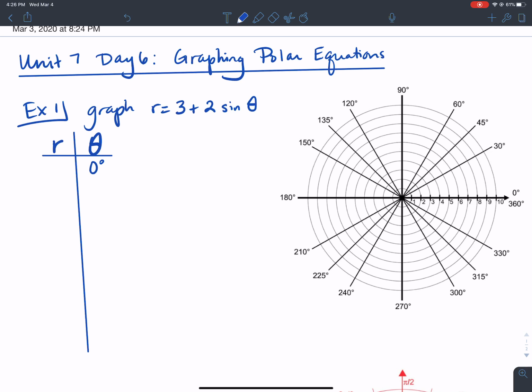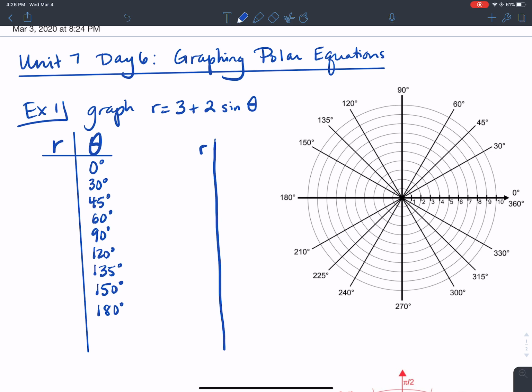So we're going to use 0, 30, 45, 60, 90, 120, 135, 150, and then 180. And then from there, we are going to do the bottom half of the circle. I'm just going to make a new table and work our way around the bottom.